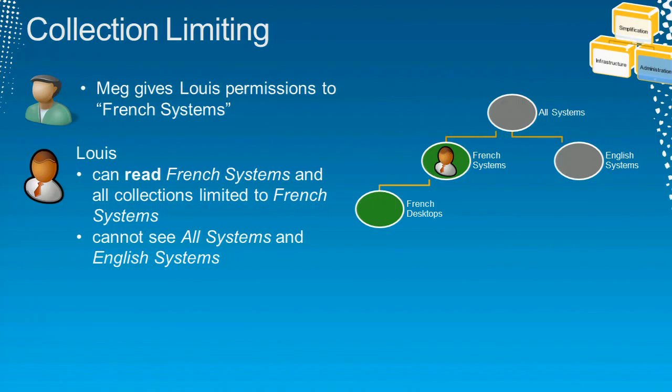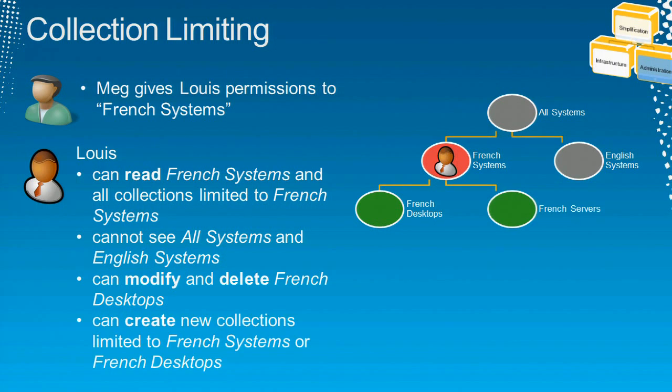If Louis has the rights to create a collection, he can modify and delete the French desktops because it's a child collection, but he can't modify or delete French systems. So it's read-only for him there, but a child collection he can go ahead and administer. He can create his own collection, but it's limited to French systems. So he can't see English clients. He can't see all systems. His sandbox is that limited collection he was given. And if he creates a collection, he's limited in the membership rules. He can't type in a direct membership rule that includes somebody outside of his scope, which is French systems. So you've locked him in.